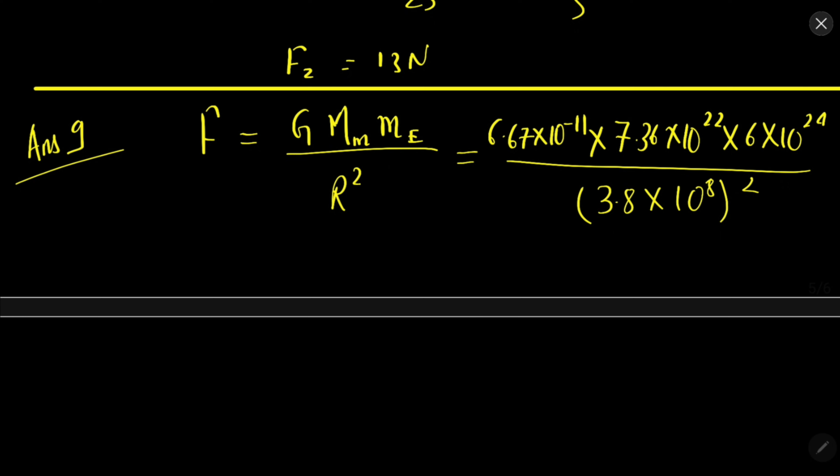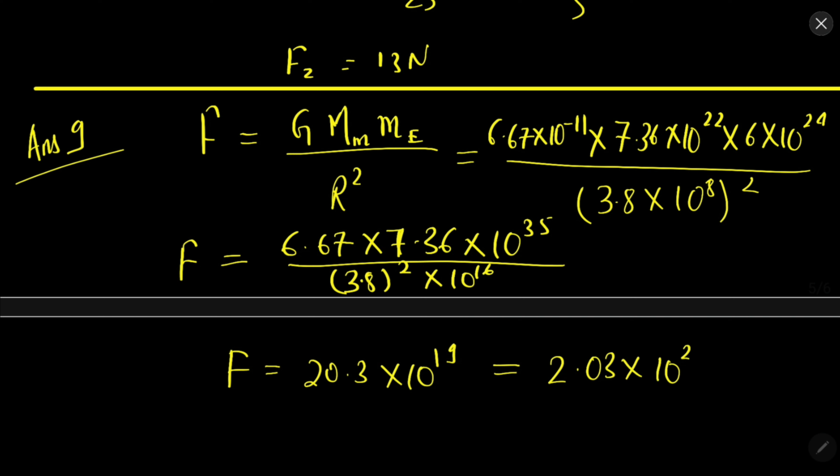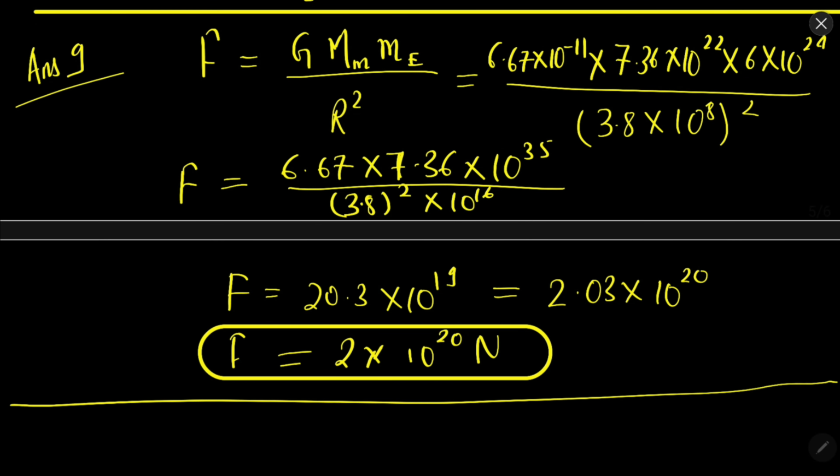So now the force between earth and moon can be found out by, after simplification, you will get 6.67 into 7.36 into 10 to the power 35 upon 3.8 squared into 10 to the power 16. So the force will be 20.3 into 10 to the power 19, or 2.03 into 10 to the power 20. So the force between earth and moon is approximately 2 into 10 to the power 20 Newton approx. So this is the force between earth and moon.